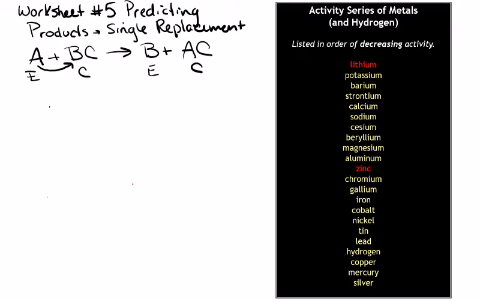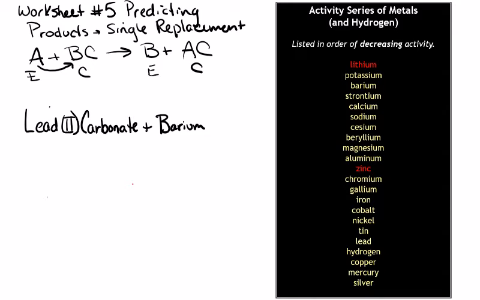Another example would be if we take a compound that is lead(II), because remember lead is a transition metal. It doesn't have a known charge, so we have to include it when it's part of a compound. So lead(II) carbonate, and I'm going to add barium to that compound.